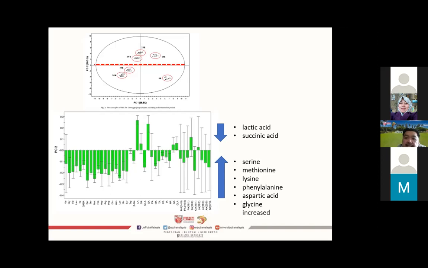Level of fatty acids generally increase throughout the fermentation process. They conclude that PCA demonstrated that these metabolites were the major components that differentiate the samples according to the fermentation period.